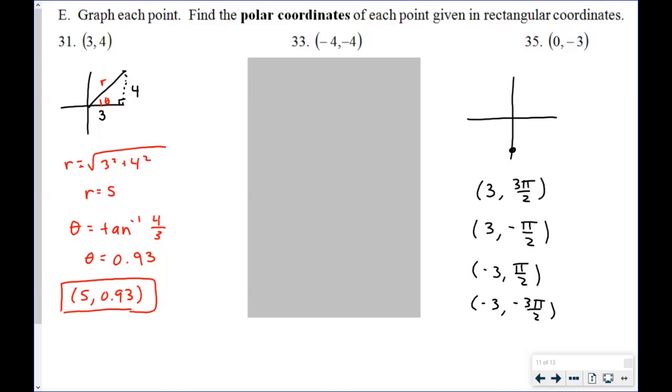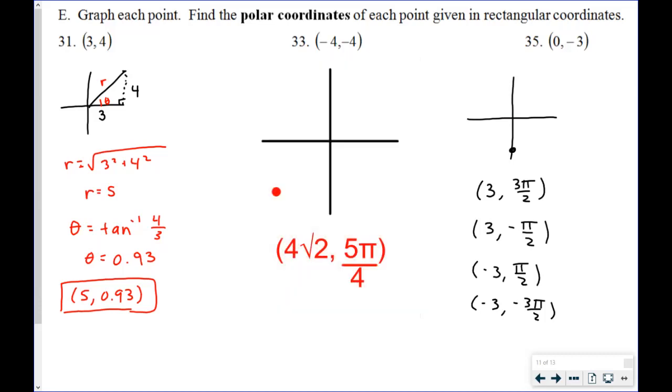Okay, think about angles on the unit circle. What angles have x and y values that are equal to one another? That will help us out here for number 33. You could also take a look at the right triangle that's created when you have the sides that are the same. You've got a 45, 45, 90. So 4 root 2 is our hypotenuse of the right triangle. That's our value of r. 5 pi over 4 is the angle because we're in the third quadrant, and we're looking at some pi over 4 angle family.